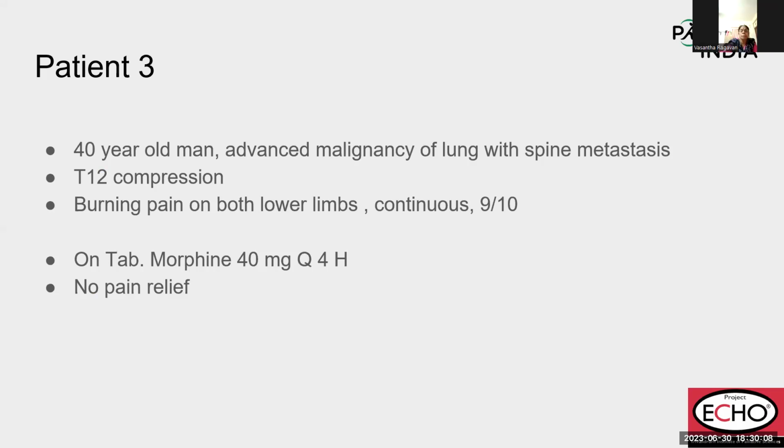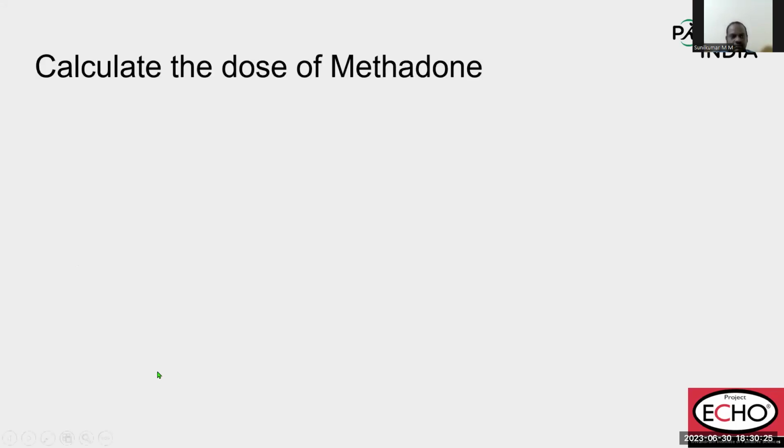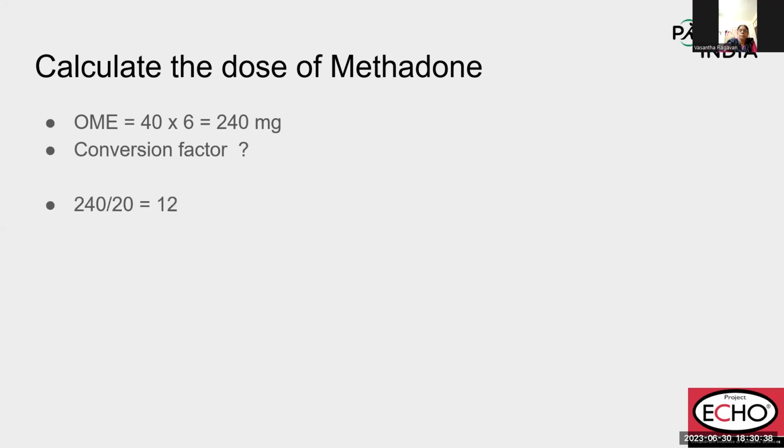Anybody? 12 mg. Okay, I can see Dr. Arnold also says 12 mg. Yes. What is the total dose of morphine? He's taking 240 milligrams. So if the dose of morphine is more than 200, then the conversion factor would be 20. So 240 divided by 20, that would be 12 milligram.